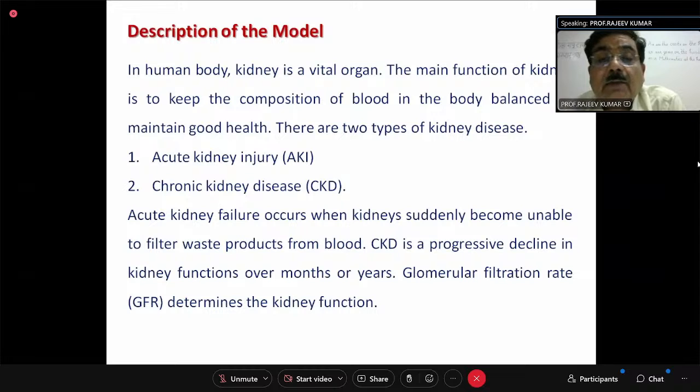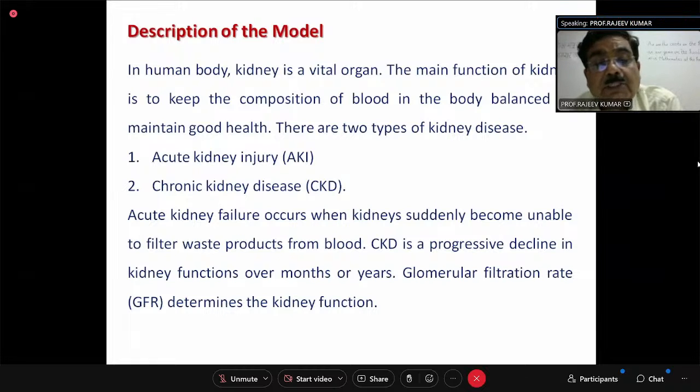Basically, in any kidney, there are two kinds of disease which are very common. One is categorized as acute kidney injury (AKI). The other one is chronic kidney disease (CKD). Acute kidney failure leads to complete failure of the kidneys immediately, suddenly. So that is a very risky one. CKD is a situation where the kidney functioning declines slightly, slowly and slowly. So the kidney gradually goes down.